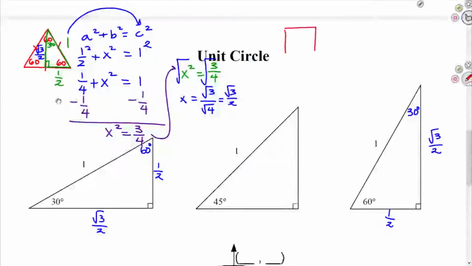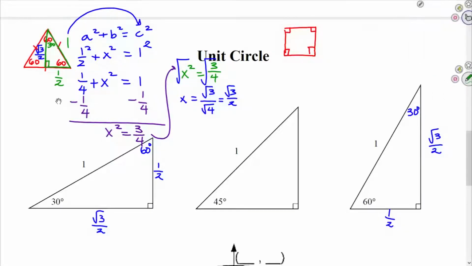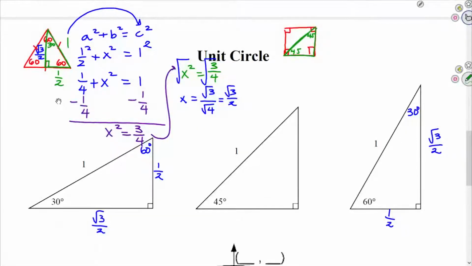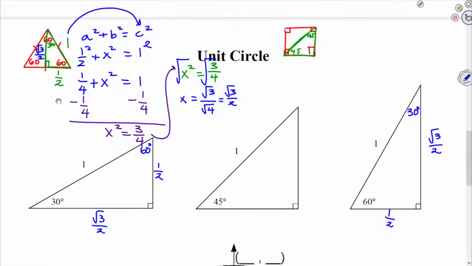Now, the other special right triangle we should be aware of comes from a square. So if I take a square, and all the angles are 90 degrees, and I cut it in half diagonally this way, then I've cut the 90-degree angle in half, and I get 45 here and 45 here. And this is a 45, 45, 90 special right triangle. Again, in the unit circle, the hypotenuse will be 1. And so I've got to figure out what these two sides are.